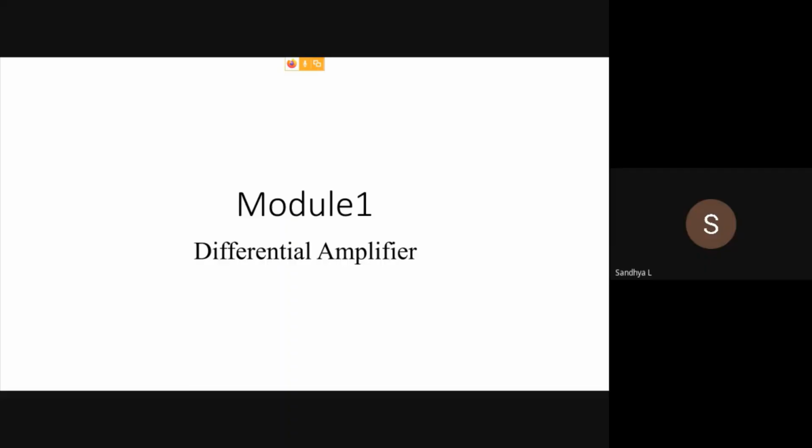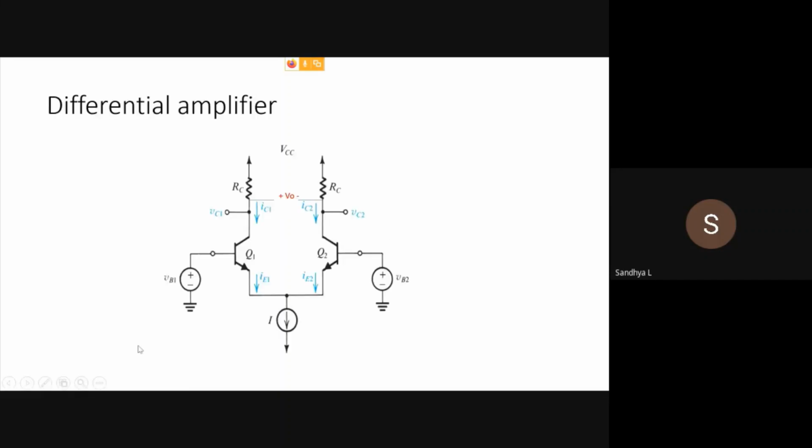So the first module is differential amplifier. Differential amplifier consists of two transistors which share similar electrical properties, and when two transistors share similar electrical properties, you call it as matched. So Q1 and Q2 here are matched.